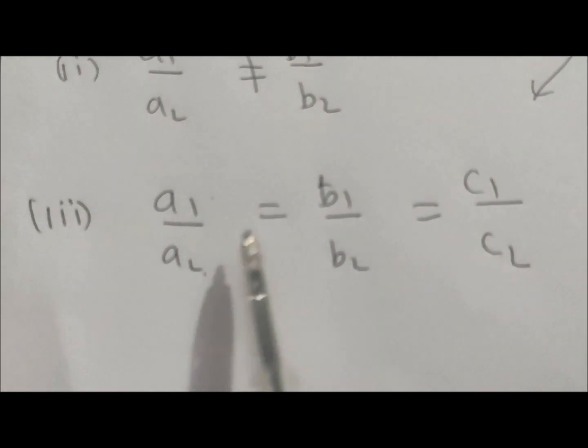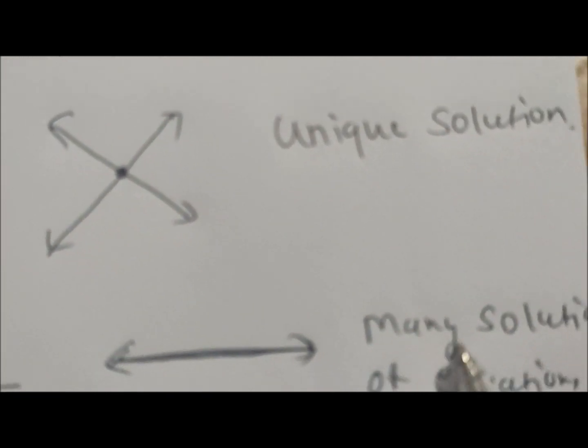And if a1 upon a2 is equal to b1 upon b2, which is equal to c1 upon c2, then we can say that these lines are coincident and there are infinitely many solutions. Now see how we can apply the conditions.